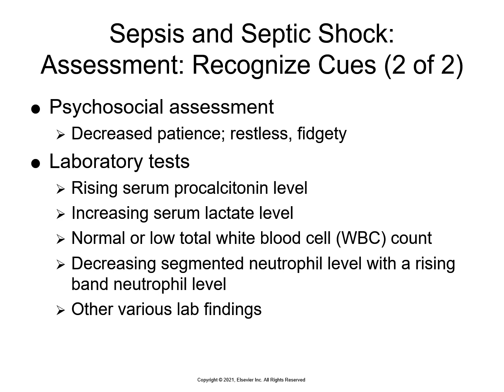You're going to look at your lab tests. You're going to look at their lactate levels, their procalcitonin levels. You're going to look at their normal or low total white blood cell count. And you're going to look for those neutrophils that are new, a rising band of neutrophil levels. And other various lab findings would include, of course, your electrolytes and renal function.